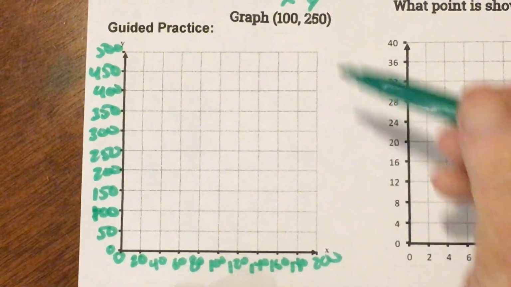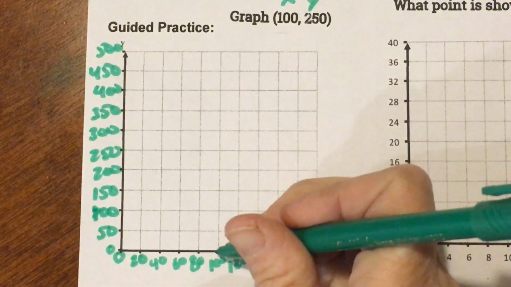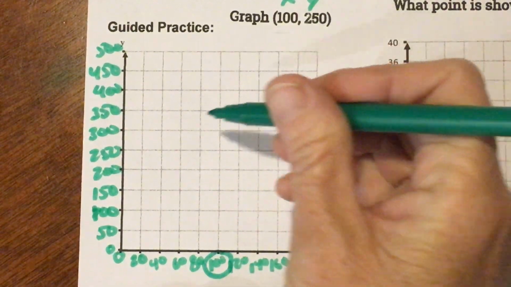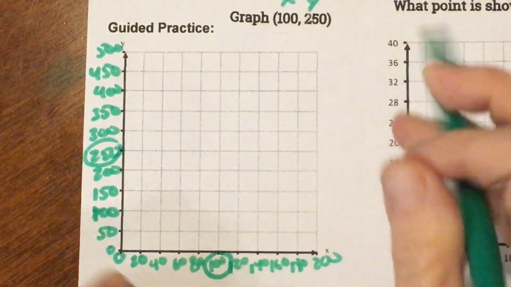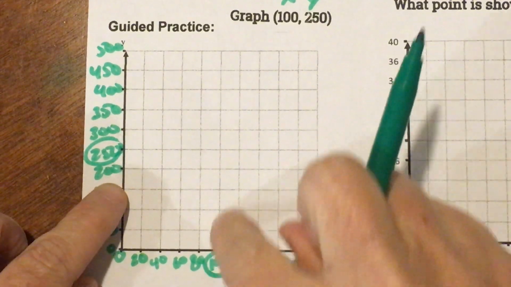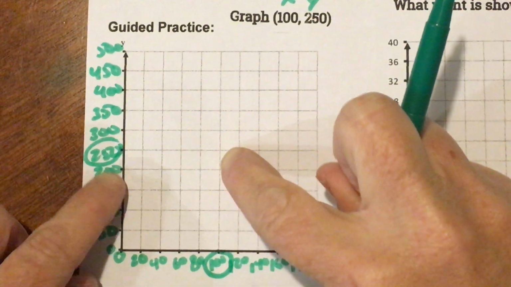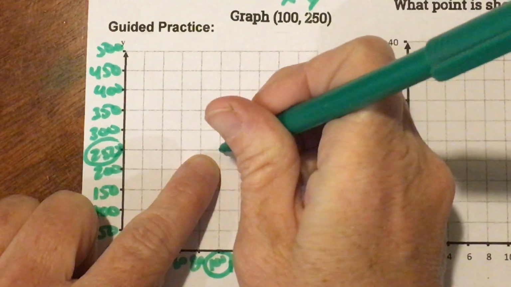Okay, so let's plot our point. So on the X line, I want 100. On the Y line, I want 250. So where do they match? So I could trace it or I could use my fingers very carefully. And here's my point.